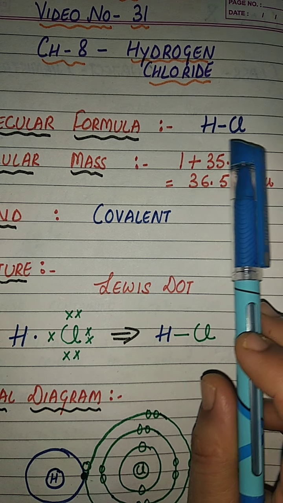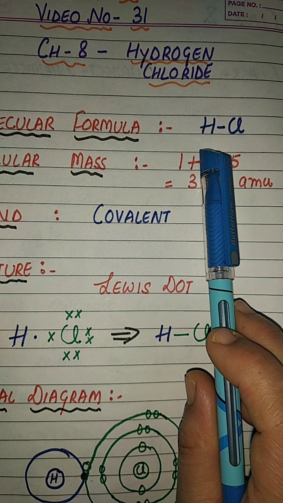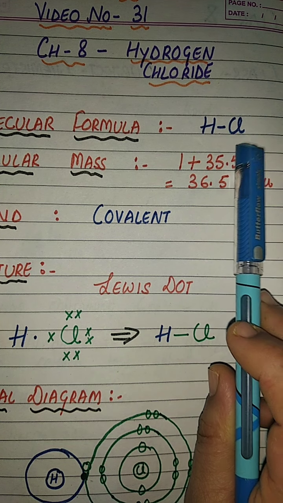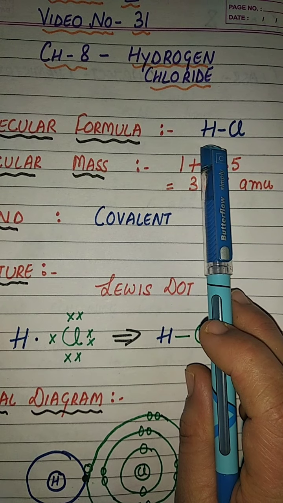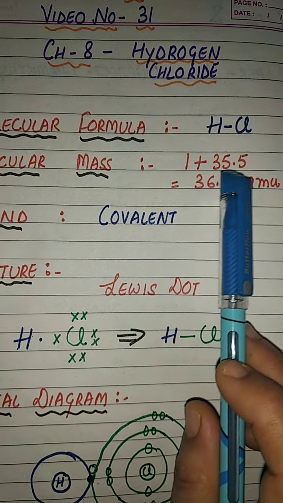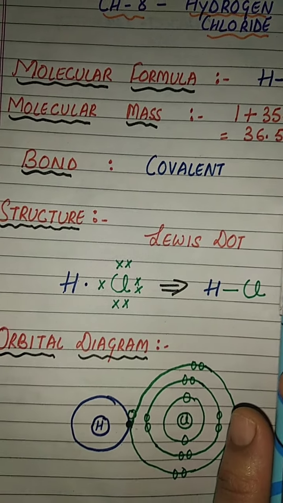As chlorine is more electronegative than hydrogen, therefore it attracts the shared pair of electrons towards itself and carries a negative charge, and hydrogen will form a partial positive charge. So such type of bond is known as polar covalent bond.